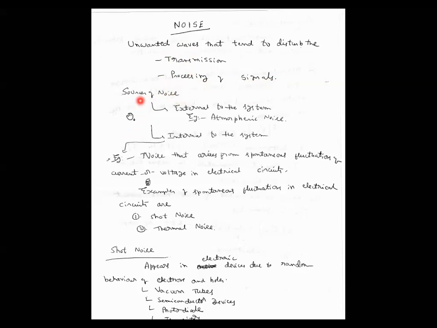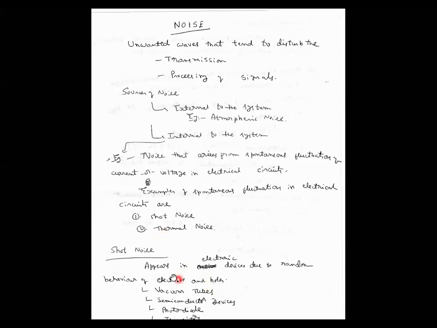The sources of noise can be external to the system, for example, atmospheric noise, and it can also be internal to the system. So, what is the noise which is internal to the system? Example, noise that arises from spontaneous fluctuations of current or voltage in electrical circuits. And examples of this type of noise which are internal to the system are shot noise and thermal noise.